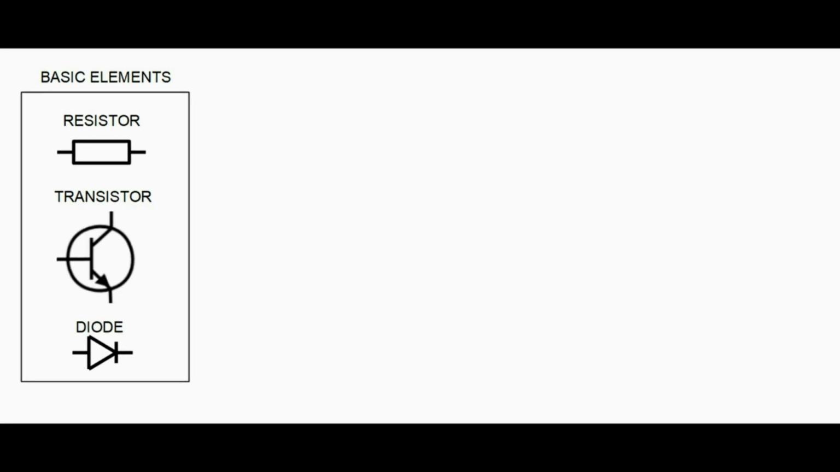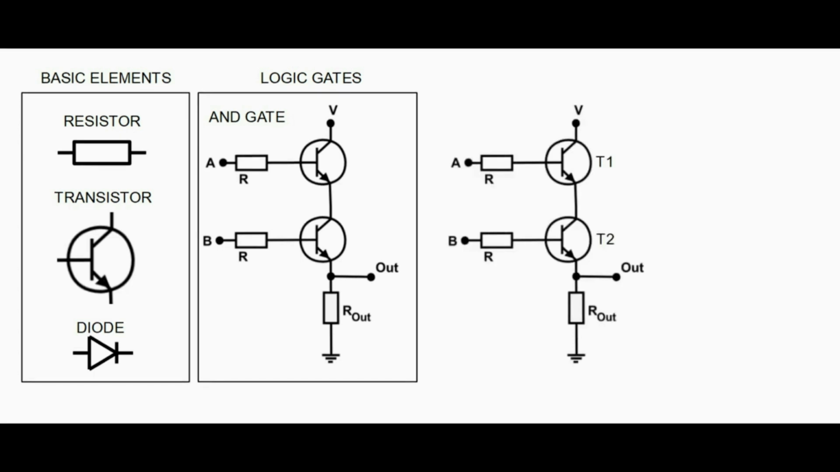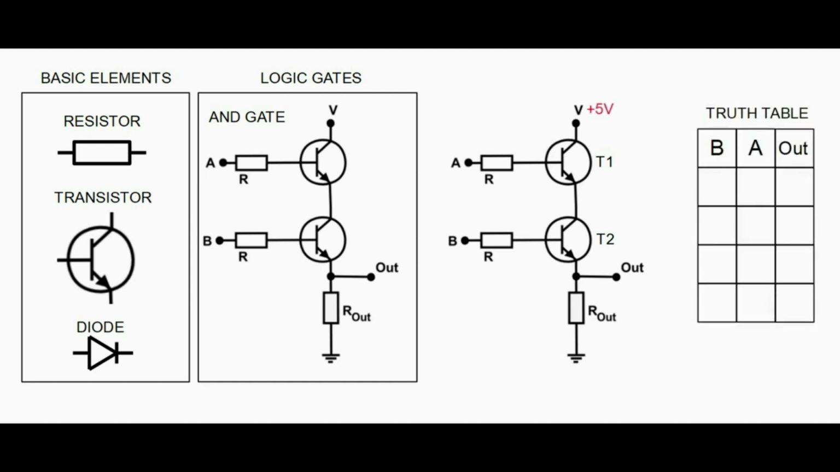Using these basic elements, we can create something called a logic gate, and this is very important because this is the link that allows us to go from analog electronics to digital electronics. Here, for example, you can see a logic AND gate that is made from 2 transistors and 3 resistors. Suppose that we have connected plus 5 volts to the collector of transistor T1. If there is 0 volt on input A and input B, there will also be 0 volt on the output. If we apply plus 5 volt on input A and 0 volt on input B, the output also will be 0 volt.